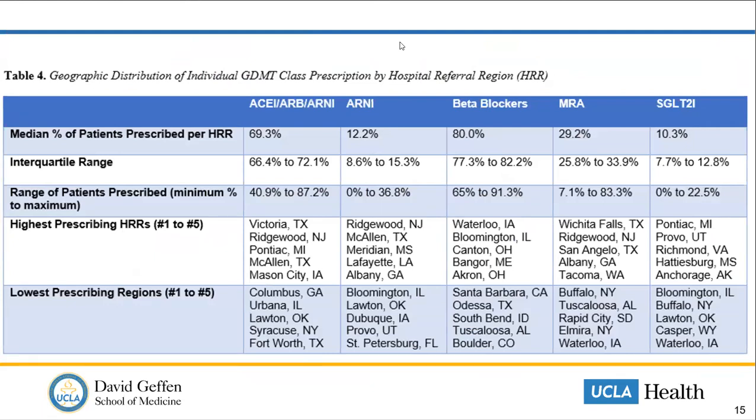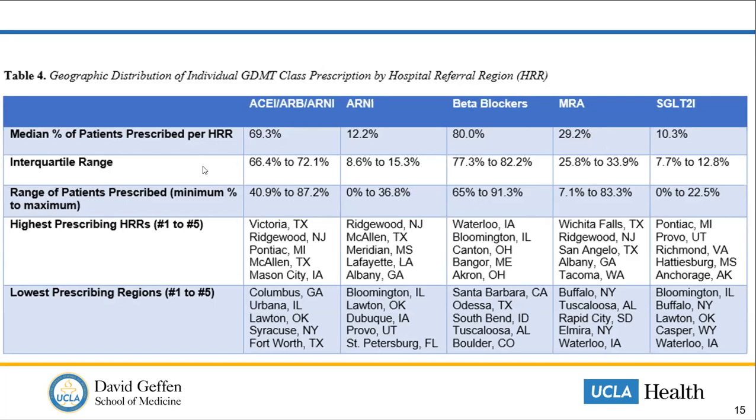And this is sort of a table trying to condense some of the highlights of that work, where you're looking at our current prescription rates for ACE, ARB, ARNI, looking at the median performance based on hospital referral regions. So it's only around 70% of patients. ARNI is very low at 12.2%, beta blocker is 80%. And this is all sort of consistent with the literature. There's still these margins where people aren't performing that well, and it's not clear why.